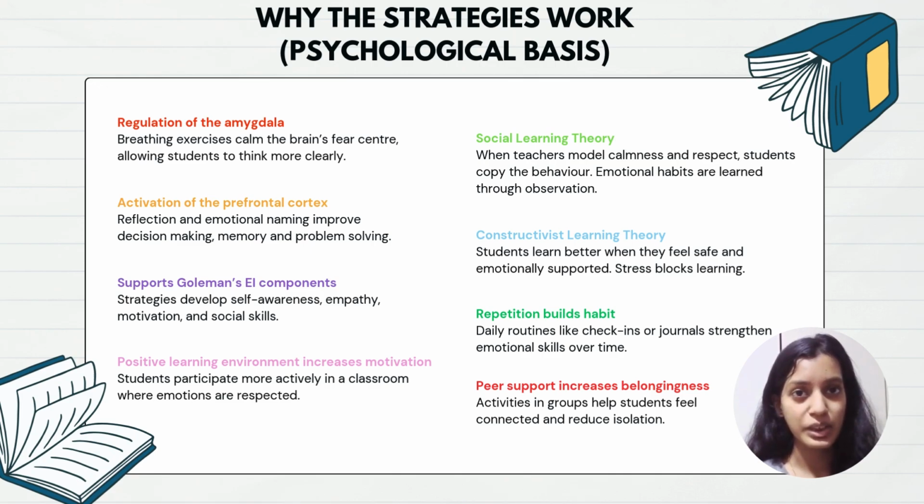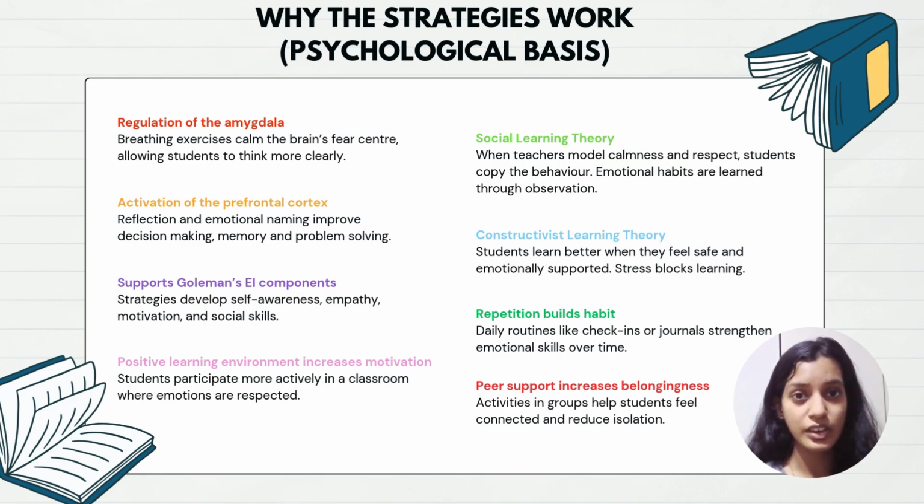Finally, let's examine why the strategies actually work from a psychological perspective. They help calm the amygdala, the brain's fear center, through breathing and mindfulness, making it easier for students to think clearly. They also activate the prefrontal cortex, boosting decision making and focus through reflection and emotional awareness. These strategies support Goleman's emotional intelligence, building self awareness, empathy, and social skills.